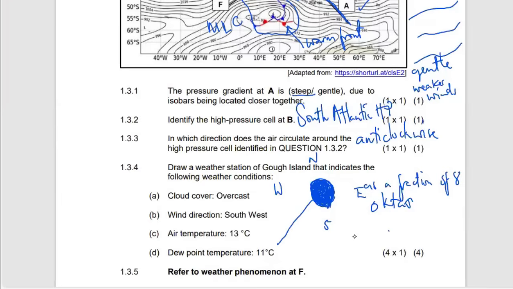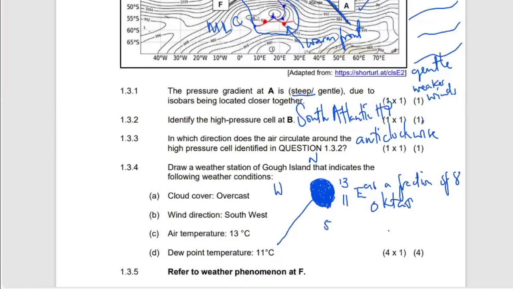That is how we determine wind direction. We point it by that arm stretching from the circle to the given direction. Then we have air temperature and we have dew point temperature. Our temperature values are presented by the side of the circle with the maximum or air temperature on top, which is 13. And we have our minimum temperature, which is 11. So that is basically how we portray the weather station.